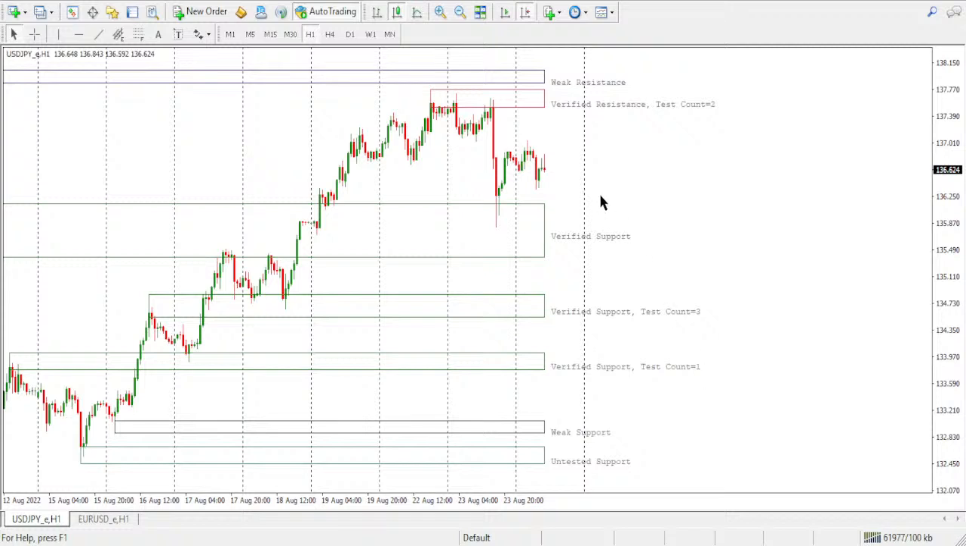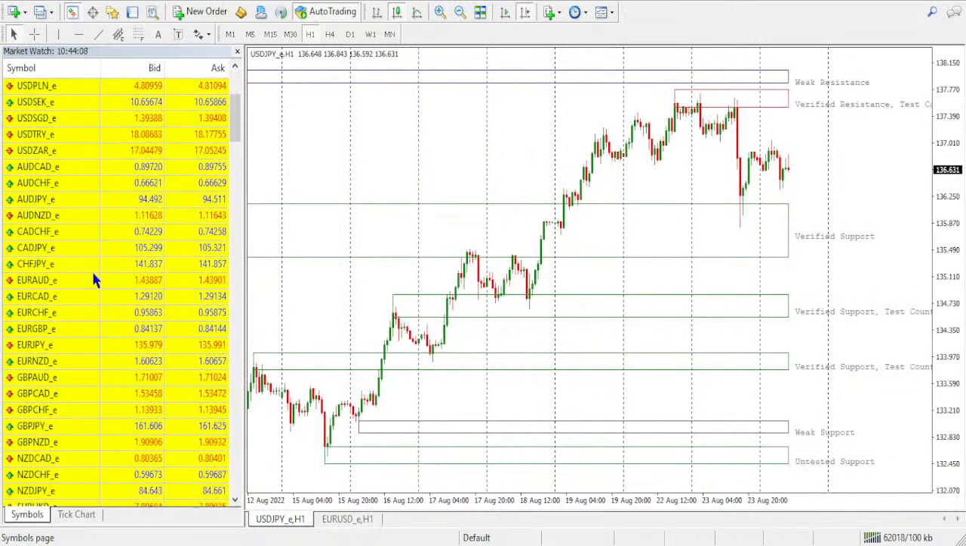If the price is to go up, we do expect it to continue upwards, at least up to these 2 lines here. So look for a sell position, look for a sell order, especially if the price can go up to the verified support, the line we have at the top, which is this zone here.